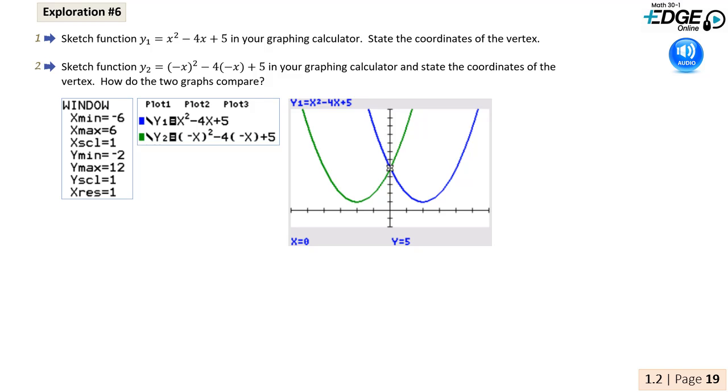So y1 is the blue graph that we see, and so it has the vertex at +2 and +1. The next graph of y2 is the green one. We see its vertex at -2 and +1. We can tell then that the x-coordinate has changed, and judging from this and what we see, we can tell that this is a reflection over the y-axis.